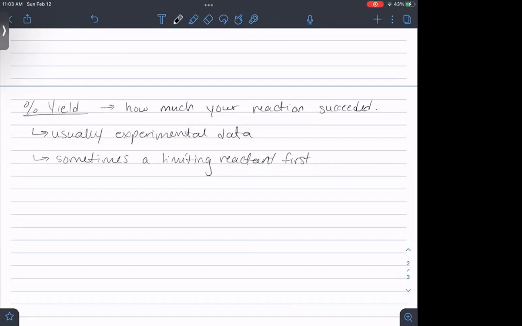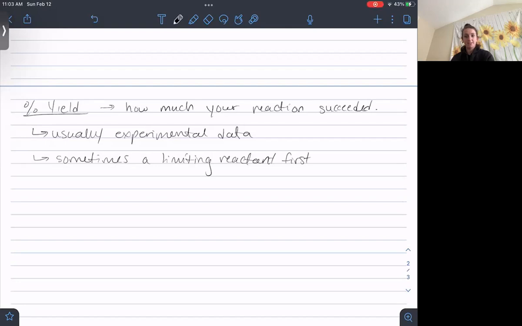Is it actual divided by theoretical? Yep, perfect. So percent yield is going to be actual over theoretical, and then we're going to do times 100. If you're given a percentage, then you need to multiply it by 100 at the very end. But it will be a decimal at some point.